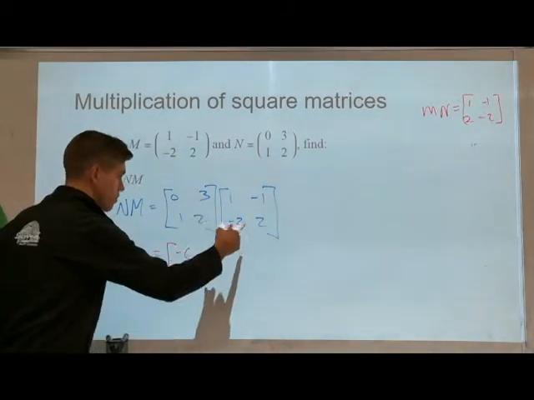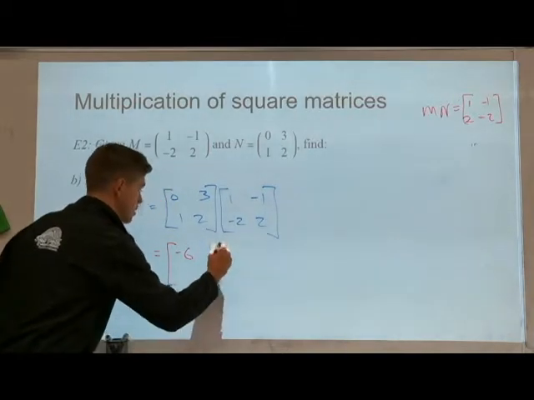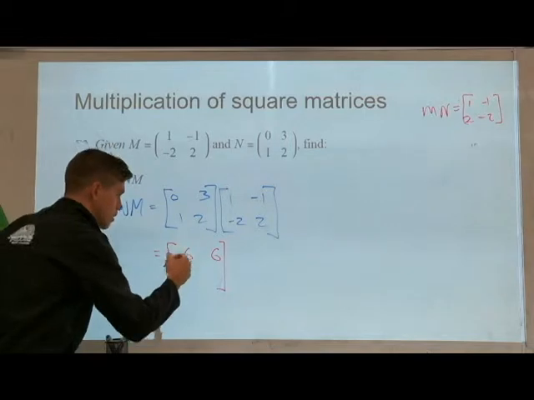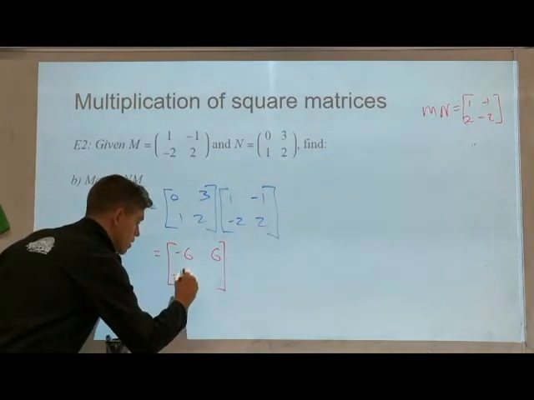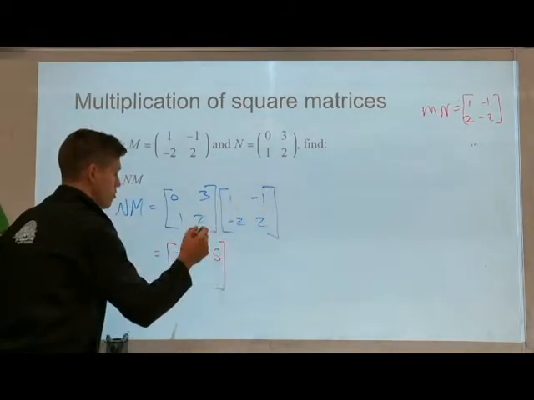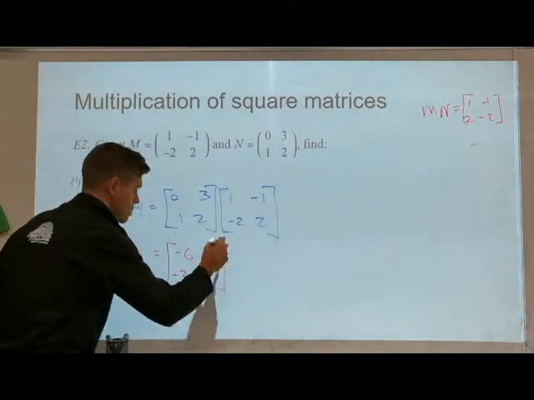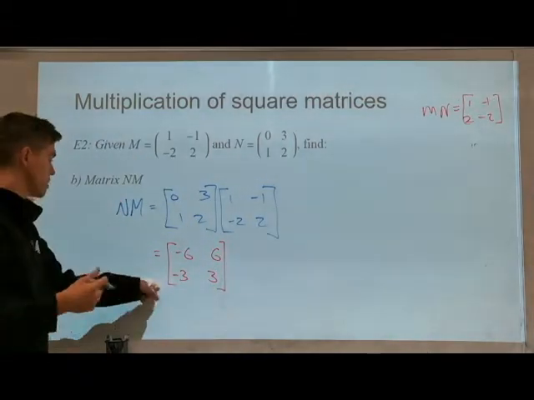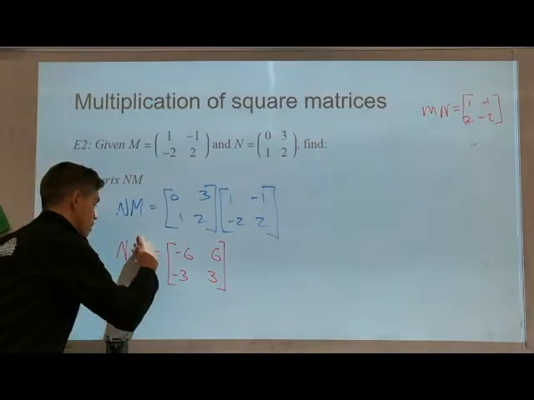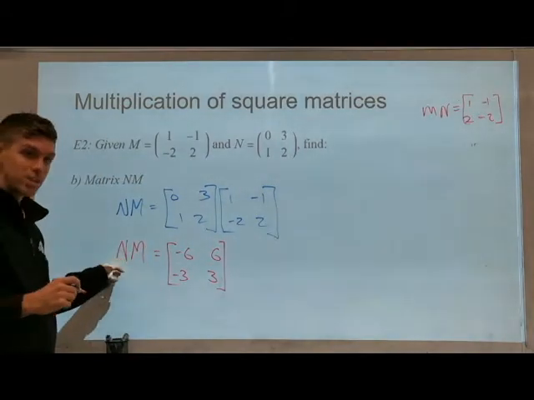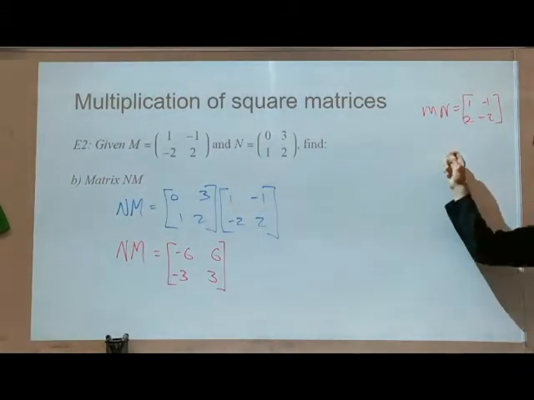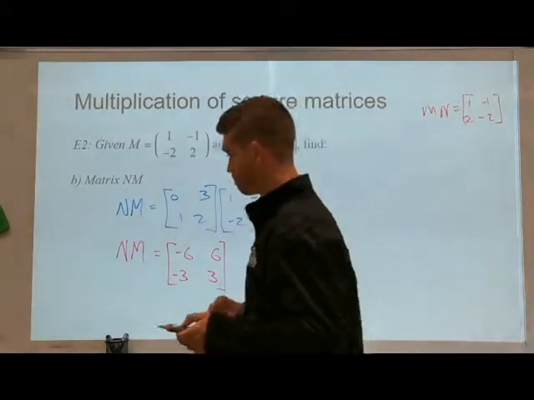0 times negative 1, 3 times 2, 6. 1 times 1, 1, plus negative 4, negative 3. 1 times negative 1, negative 1, plus 4, 3. So what we've got here is the result for multiplying the matrices N, M in this order, contrasting with the result for M, N in the reverse order.